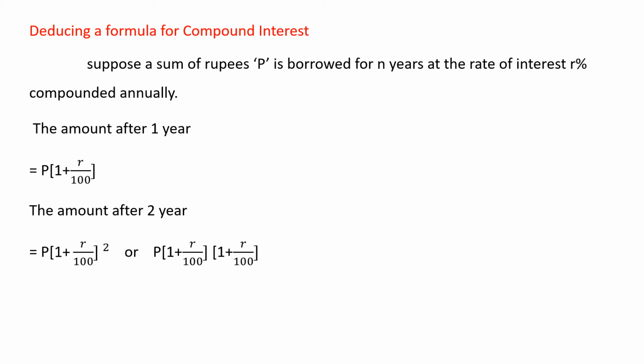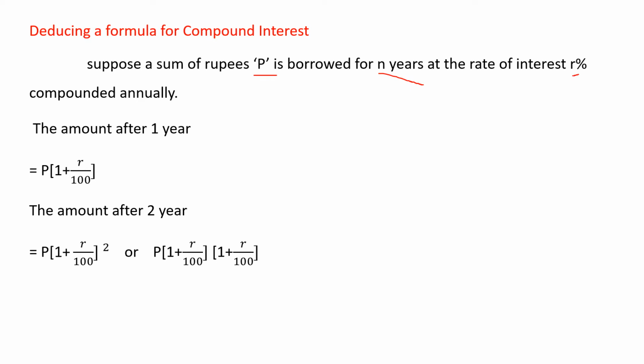So you are borrowing money from your friend for n years. N years means maybe 1 year or 2 years, so in general I am saying n years, not mentioning a particular year. Suppose a sum of rupees P is borrowed for n years at the rate of interest r percent, maybe 1% or 2%, compounded annually. So what are the formulas? How will we calculate? Let's see the formulas.